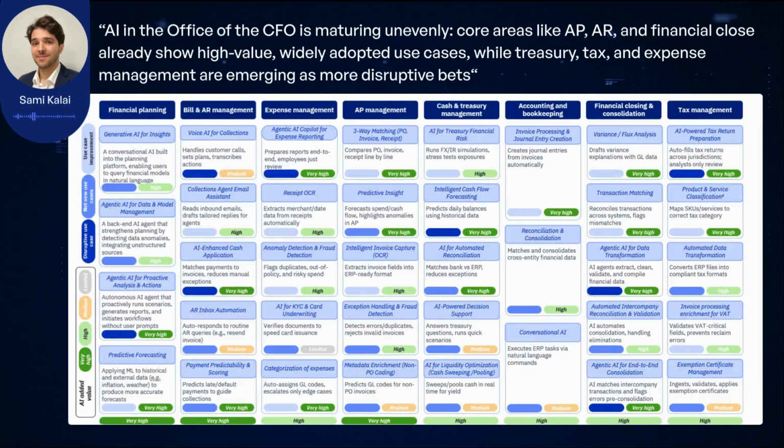Another view of the slide we saw before, and we can see that in financial planning and budgeting on the bottom, the AI use cases are considered very high, also in AP management, whereas for others it's considered still high, but not disruptive, not very high AI use cases.